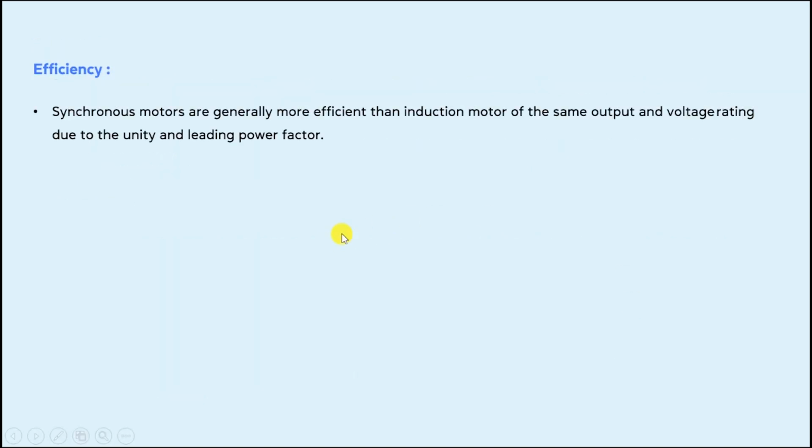efficiency. Synchronous motors are generally more efficient than induction motor of the same output and the voltage rating due to the unity and the leading power factor. So as we have just stated earlier, that synchronous motor can be operated at any power factor by changing its field excitation. So due to that reason they have a high efficiency, since they can be operated at a unity and a leading power factor depending on the requirement.